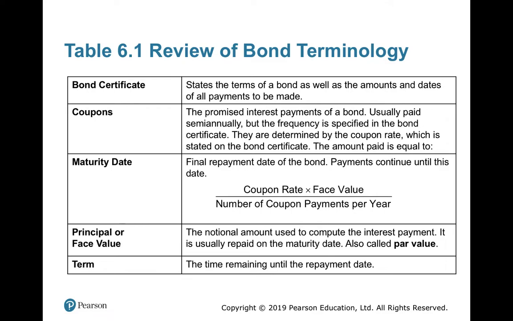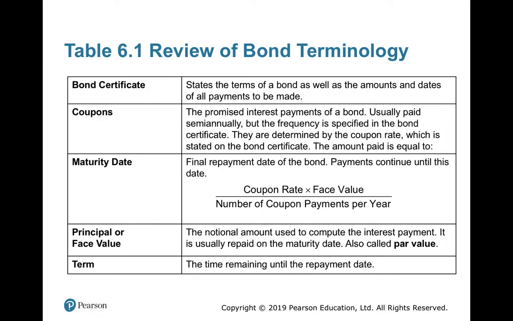So let us make a summary of what we learned in the previous couple of slides. Bond certificate states the terms of the bond, coupon rate, dates of payments, all details. And we have seen the bond certificate for the railroad bond. Coupons are the promised interest payment of a bond, usually paid semi-annually if nothing is mentioned. But the company is free to decide the frequency. It can be annually also, it can be quarterly also, or maybe sometimes monthly also. But in most cases it is semi-annually.